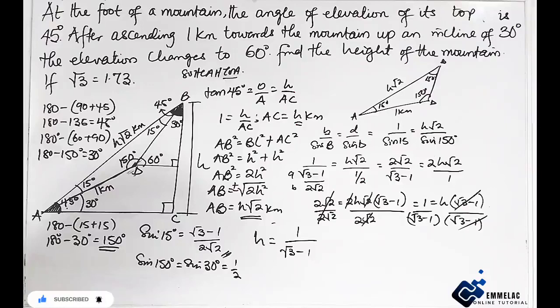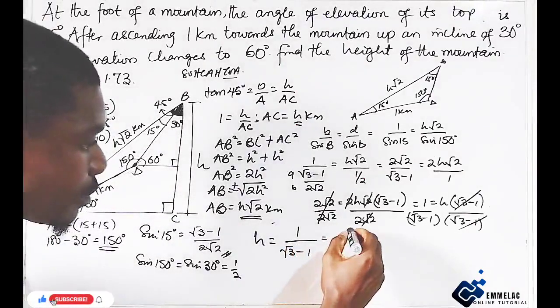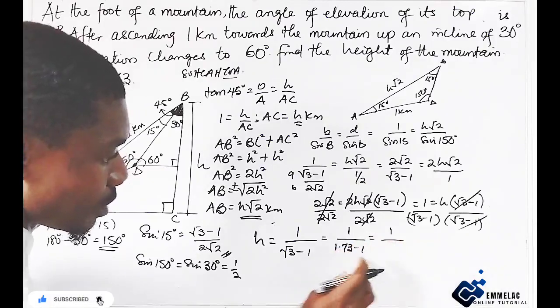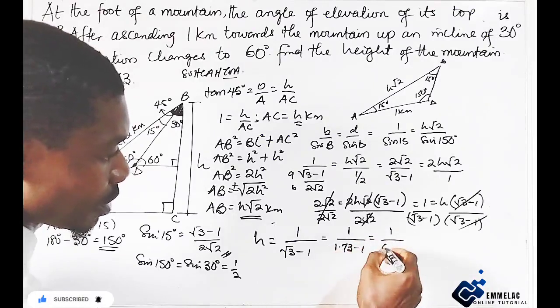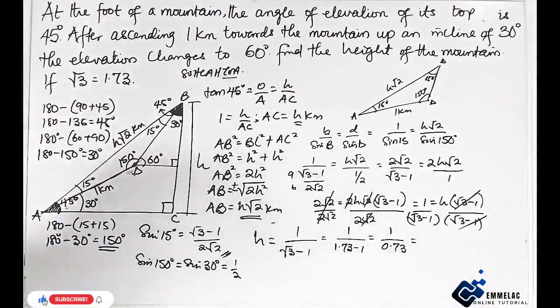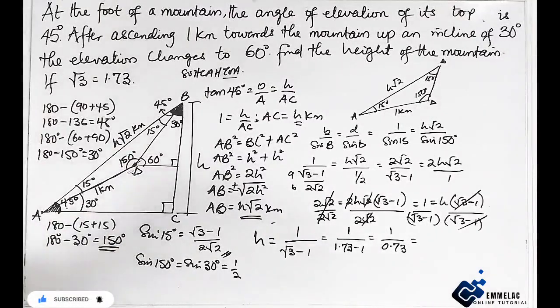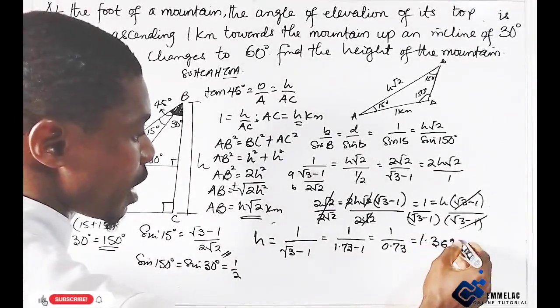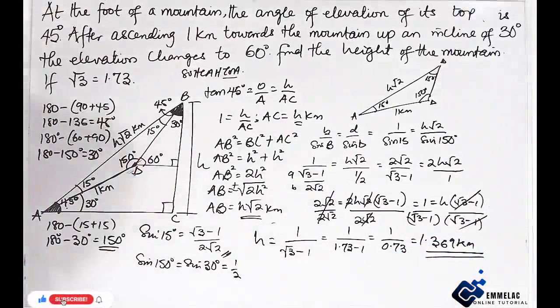And take note that we are told that root 3 equals 1.73. So here we have 1 over 1.73 minus 1, which will give us 1 over, when you subtract 1 from 1.73, you have 0.73. And when we punch our calculator, 1 divided by 0.73, here you have 1.369. That will be 1.369 kilometers as the final answer.